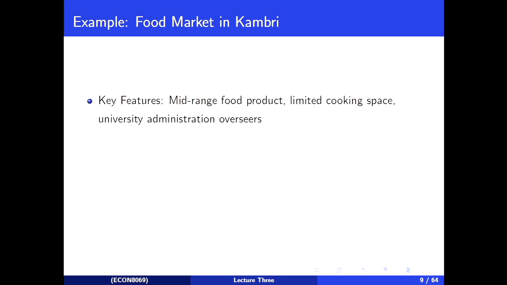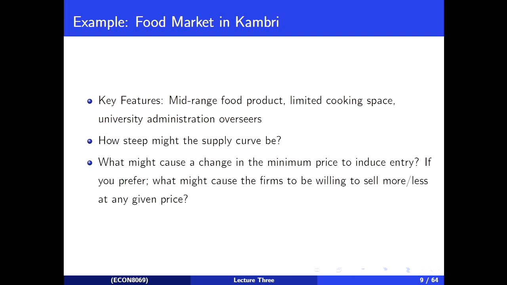So when we think about the food market in Canberra, our key features are quite different now than they were last week. Our key features are now cost features. We talk about this as a mid-range food product. That's going to affect its cost of production. We talk about the fact they have limited cooking space. They're quite small shops typically, with quite small kitchens, and that's going to affect the cost of production. These people are renting from the university, which makes life very different than if they're renting privately. The university admin is sort of looking over what's going on.